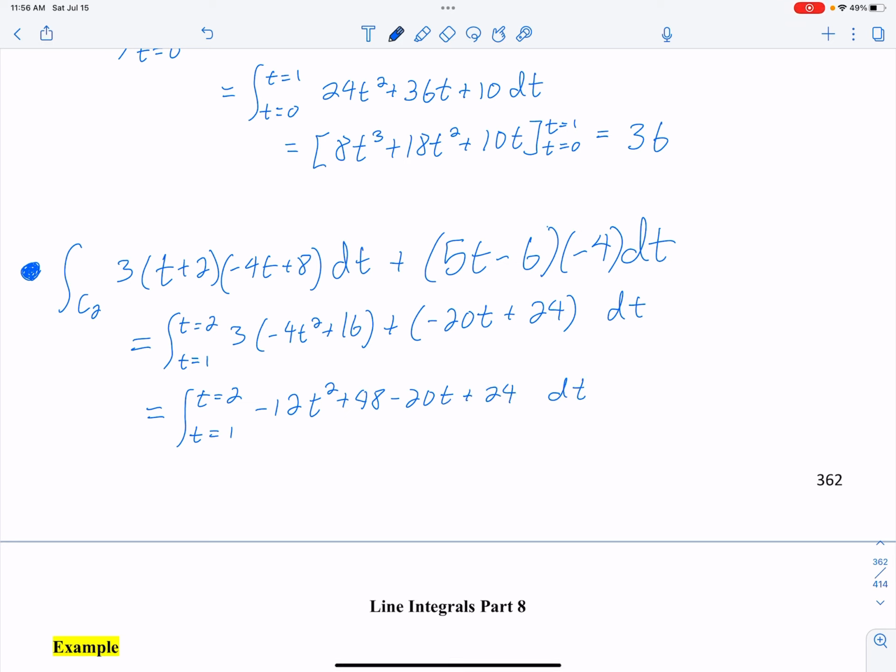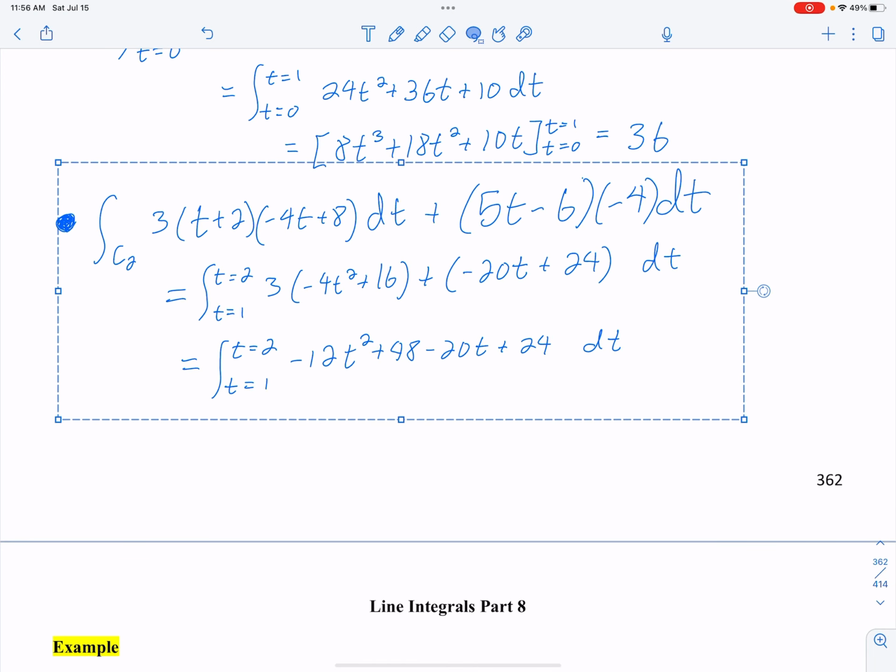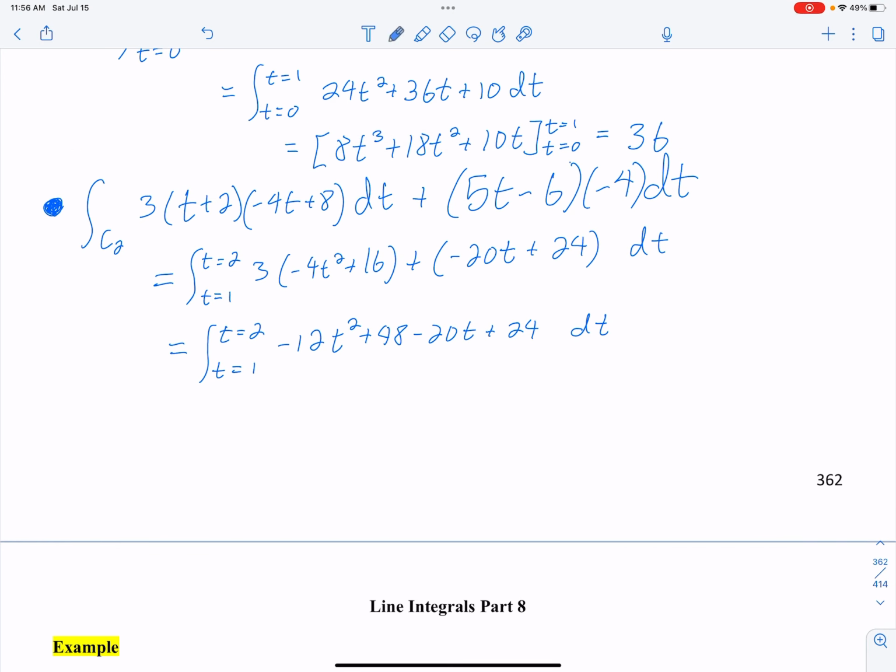Let's go ahead and integrate. I'm going to scoot this up because I'm going to run out of room. All right, so integrate: I go up by 3, divide by my new one. So I get negative 4t cubed. Take your derivative to make sure it makes sense. 48 and 24 is going to be 72, so 72t. Minus 10t squared. And we're running this from t equals 1 to t equals 2, unfortunately.